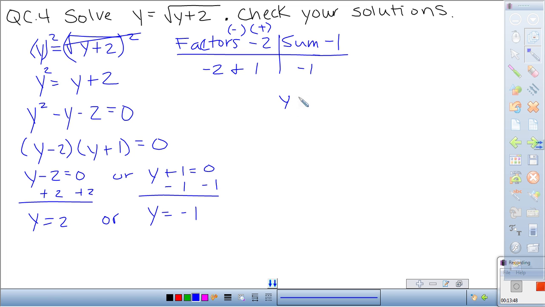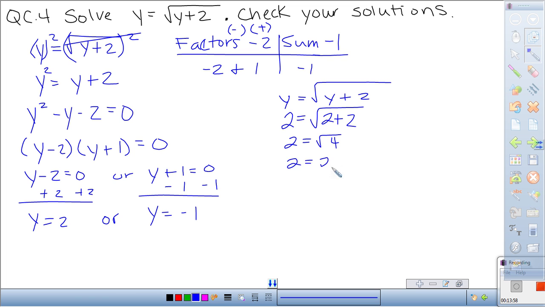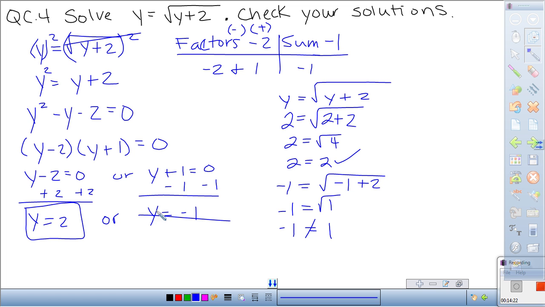So I have y equals the square root of y plus 2. First we'll try 2. 2 equals the square root of 2 plus 2. 2 equals the square root of 4. 2 does equal 2, so that one works. Let's try negative 1. Negative 1 equals the square root of negative 1 plus 2. Negative 1 equals negative 1 plus 2 is 1, the square root of 1, and negative 1 does not equal 1. The square root of 1 is just 1, so that would mean our extraneous solution is negative 1. It does not work, therefore our only solution is 2 on that one.